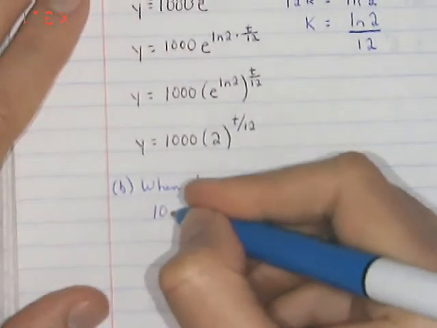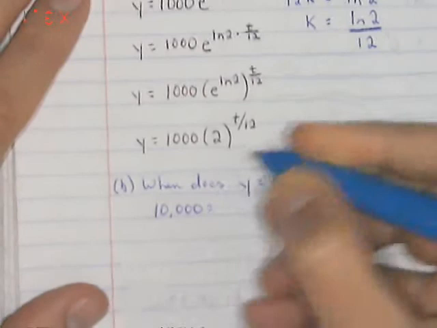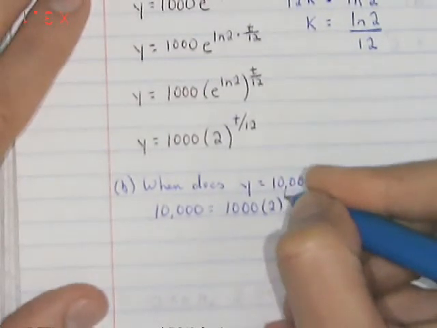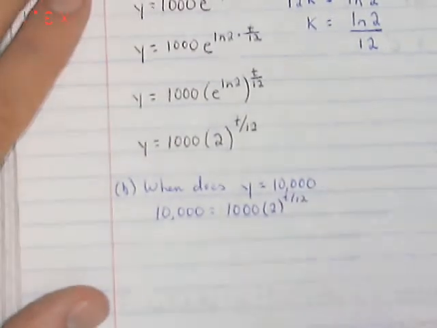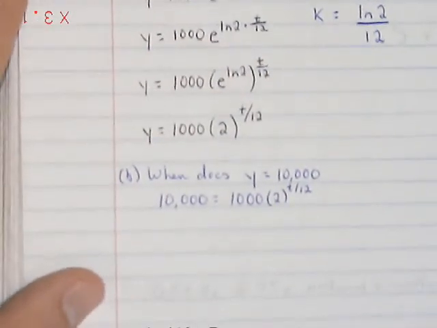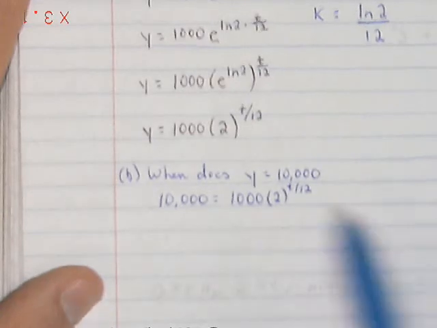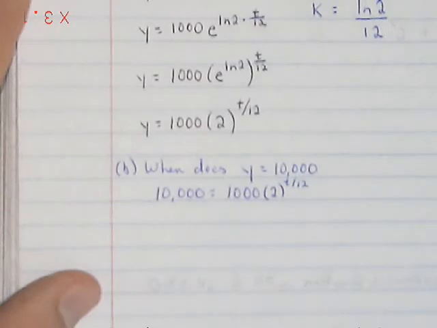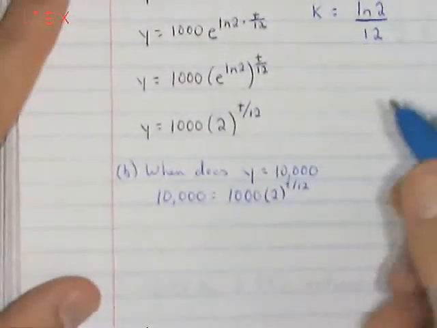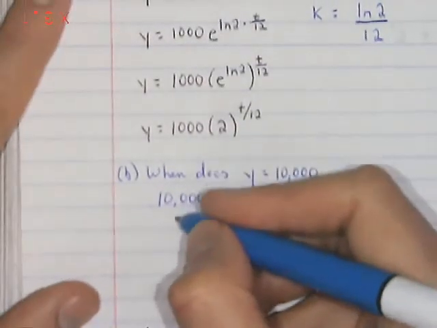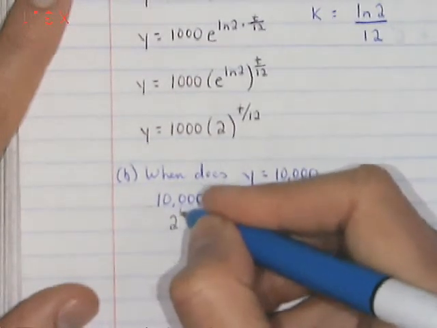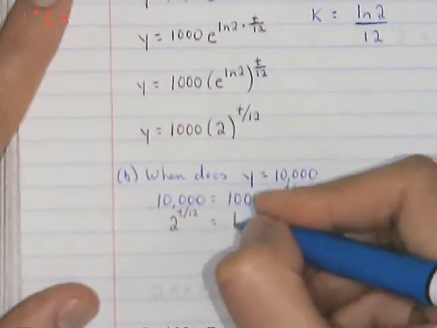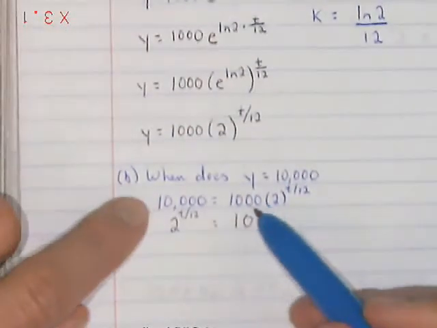10,000 equals 1,000 times 2 raised to the t divided by 12. Alright. Our immediate first step is to divide both sides by 1,000. We'll bring that 2 to the t over to the left side. We have 2 to the t divided by 12 equals 10. Divide both sides by 1,000.